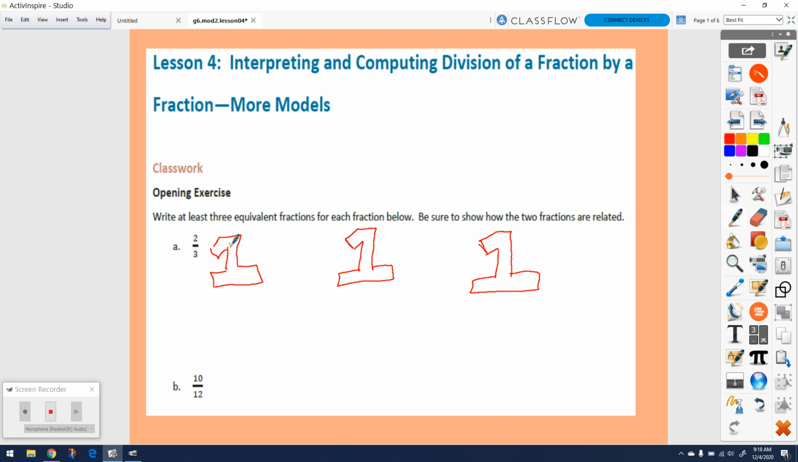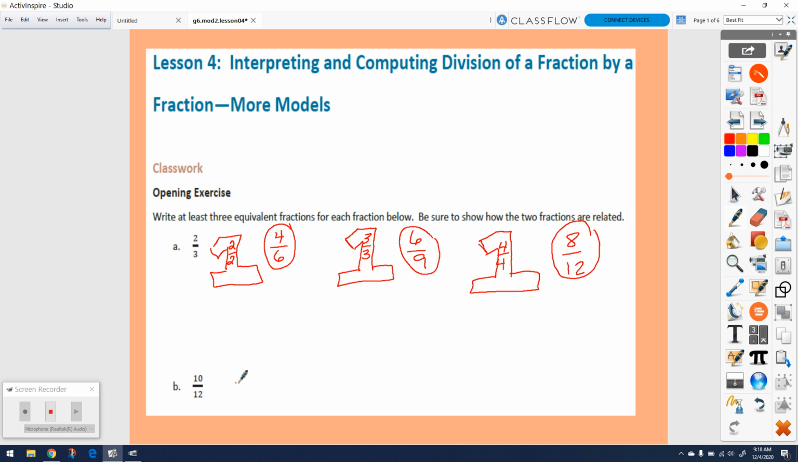So one way I could do it is I'm going to just put a 2 in here, and I know 2 over 2 is the same thing as 1. I know 3 over 3 is the same thing as 1, and I know 4 over 4 is the same thing as 1. So now I'm going to multiply. 2 times 2 is 4, and 3 times 2 is 6. That's an equivalent. Going back, 2 times 3 is 6, and 3 times 3 is 9. That also is equivalent. And the last one, 2 times 4 is 8, and 3 times 4 is 12, and that would be a third equivalent. So that made it really easy.